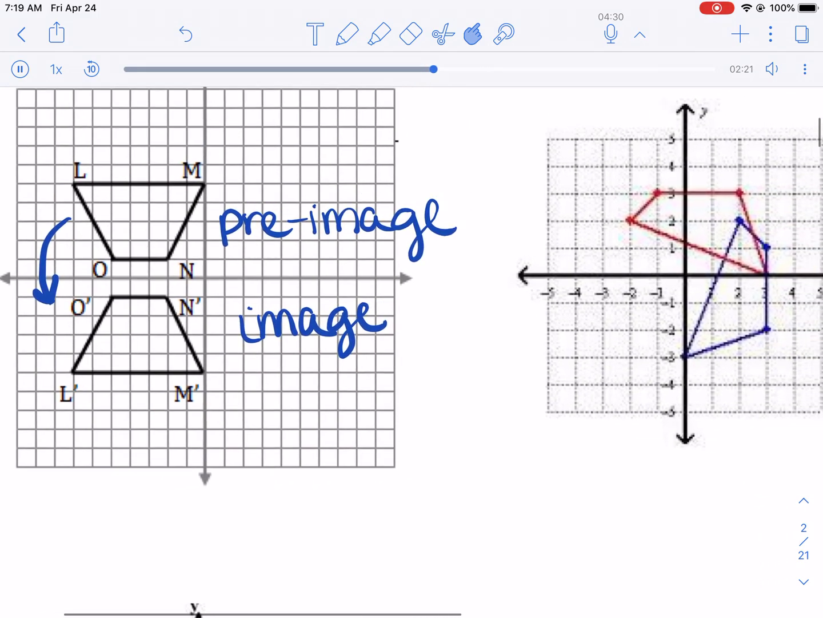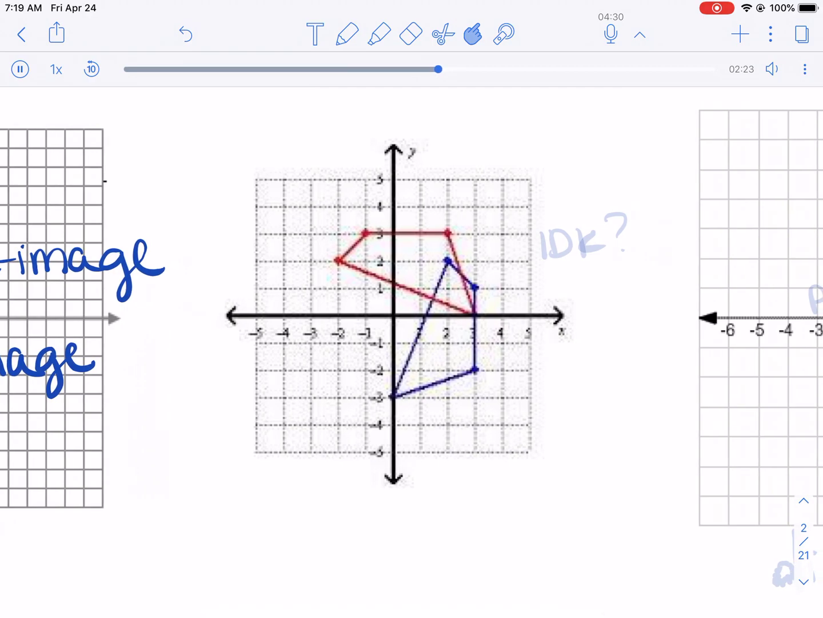In our middle graph, it does not have accurate labeling, so we actually don't know which one came first. Sometimes you'll get problems like this and you'll have to read it really carefully that says what transformation was done from the red shape to get the blue shape. But it's a little easier to tell when you have the primes there.